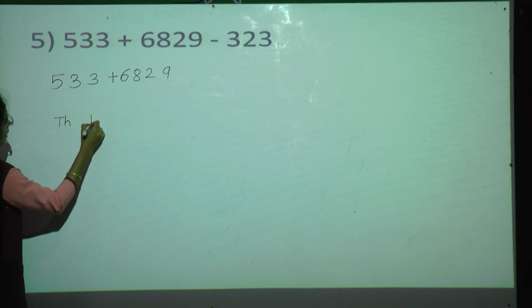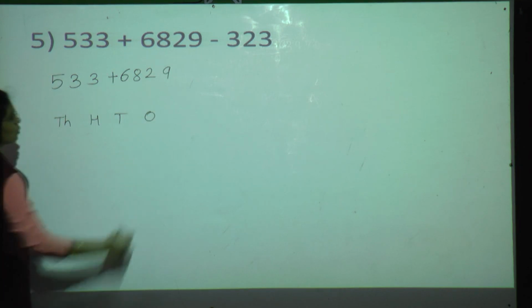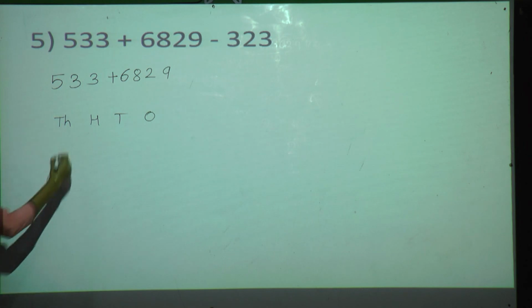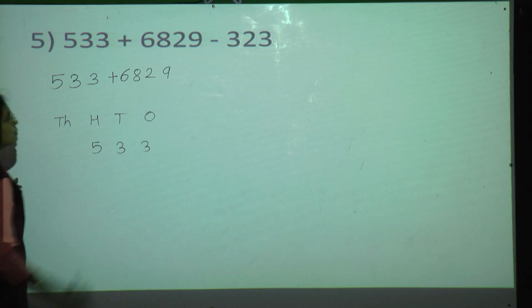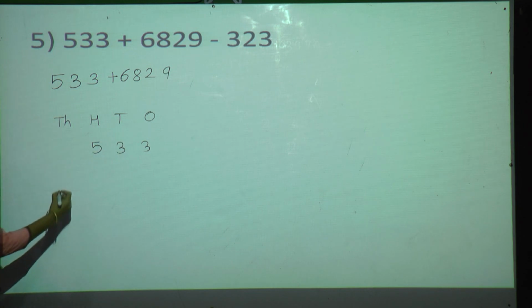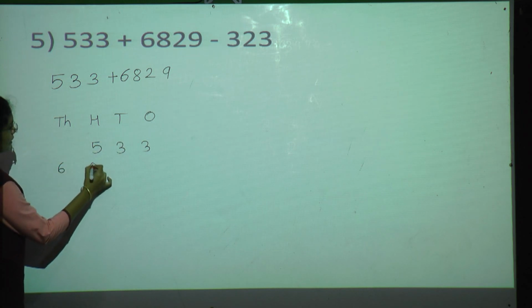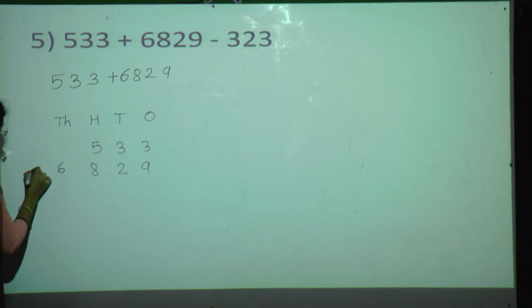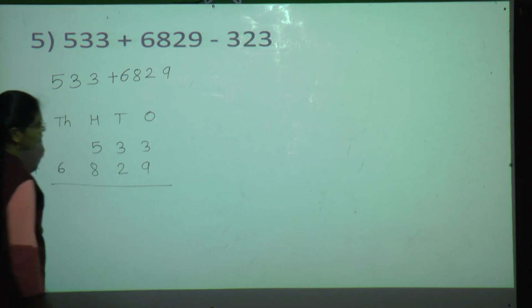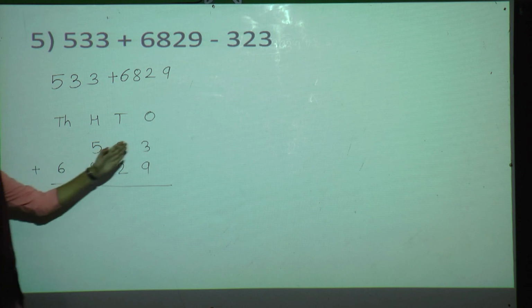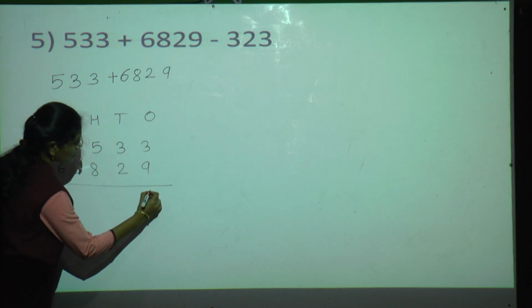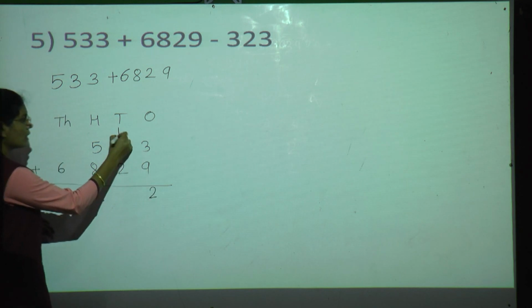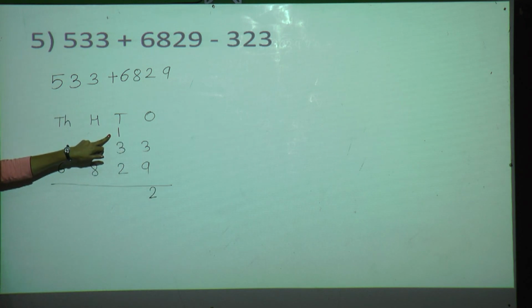Draw the place value chart and put the numbers in that chart. 533. This is a 3-digit number. So start from the hundreds place. And what is the next number? 6829. Do the addition. 3 plus 9 at ones place, here 3 is there. 3 plus 9 is equal to 12. 12 ones means 2 ones and 1 ten. So 1 we will give as a carry to the tens place.